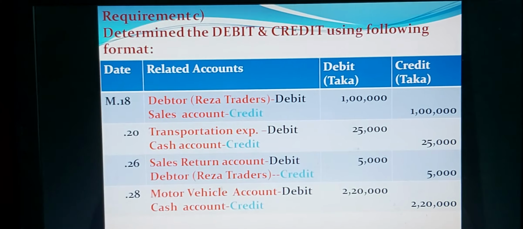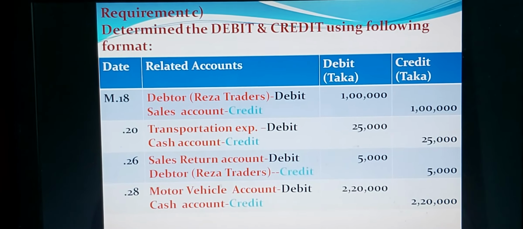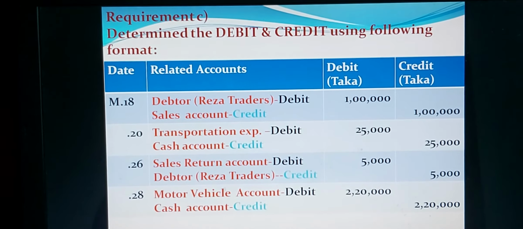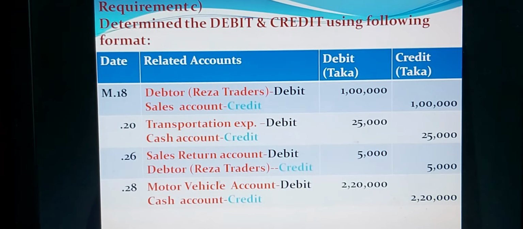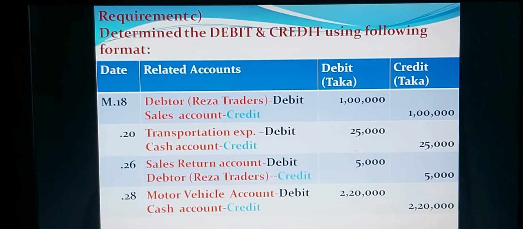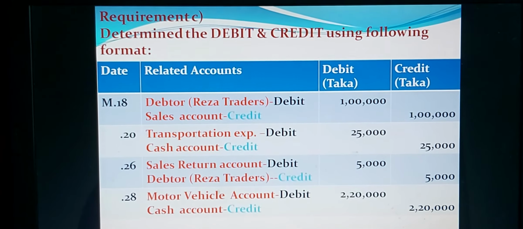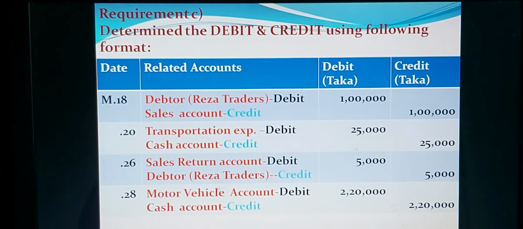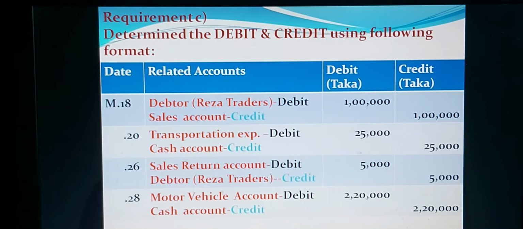March 20. Truck rent paid. Truck rent is one kind of expenditure. There is the name of transportation or transportation in. When expense increases, then expenses account is debit. So in this transaction, transportation expenses is debit and cash has gone from the business, so cash account is credit.